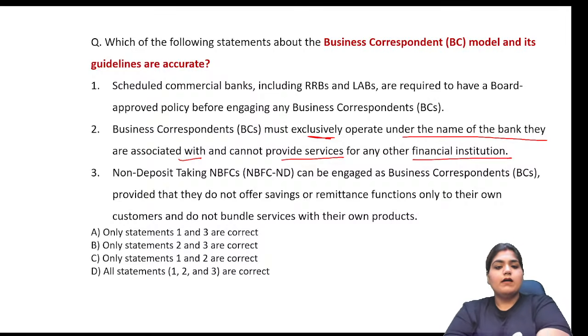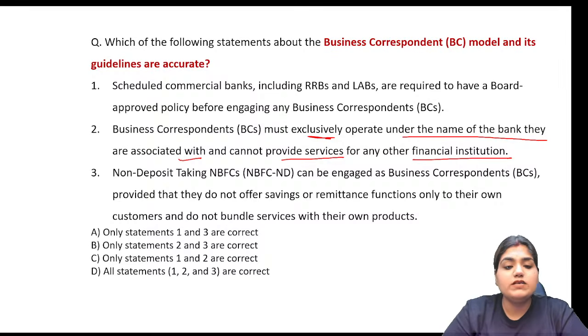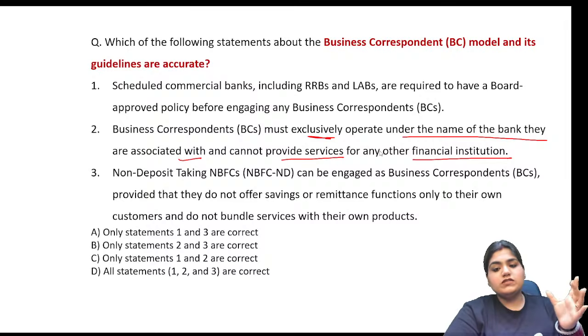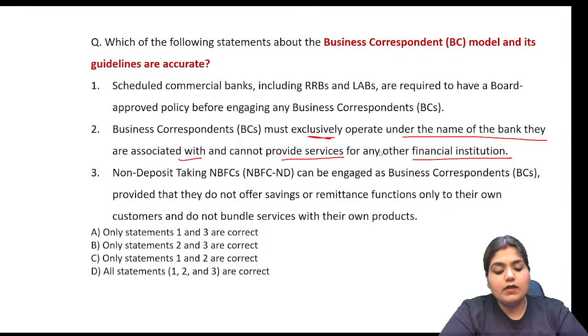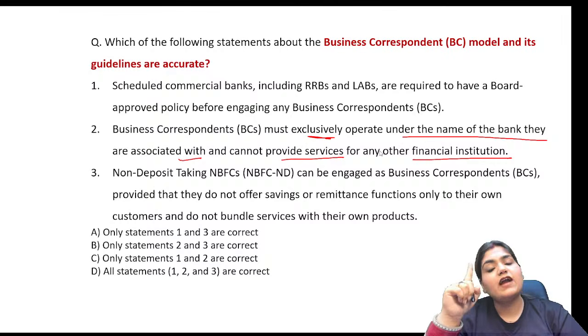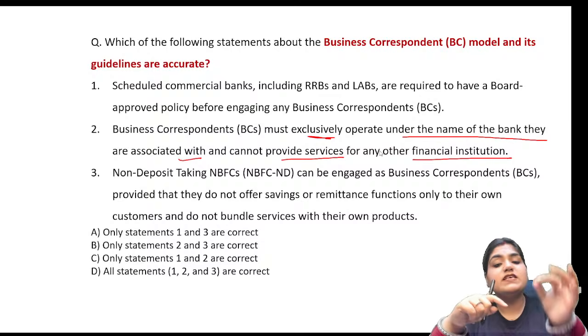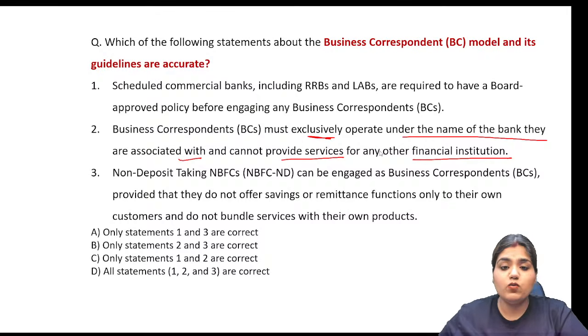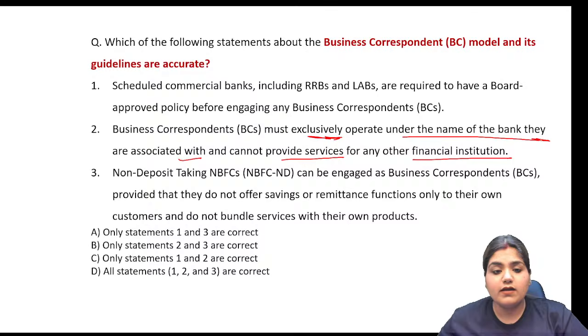See, yes, statement number 2 is correct. BFs can be for multiple institutions, but BC is just for one. It is a requirement of the business correspondents that they act for just one bank. The business facilitators can act for multiple banks. So statement number 2 is saying the BCs must exclusively operate for one bank and cannot provide services for other financial institutions.